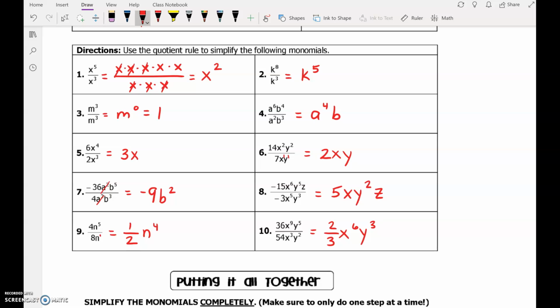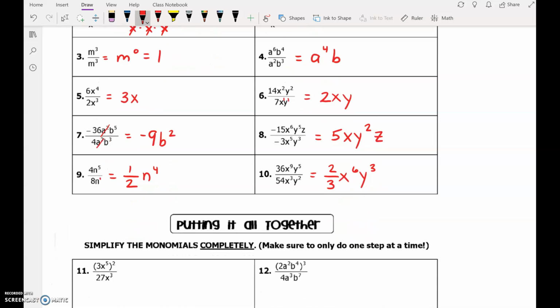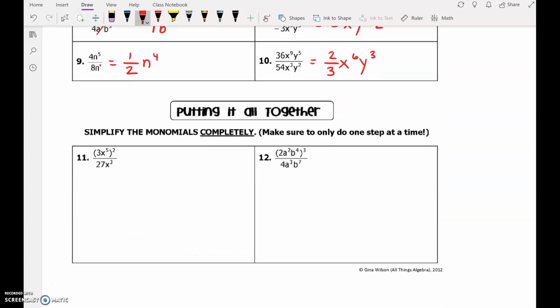Okay, so that is the basics of the quotient rule. Now, the bottom of this paper, along with the second file that is in your notes, talk about putting it all together, meaning the 3 rules we have learned up to this point: the power rule, the product rule, and the quotient rule. So I am just going to go over a few of these here.